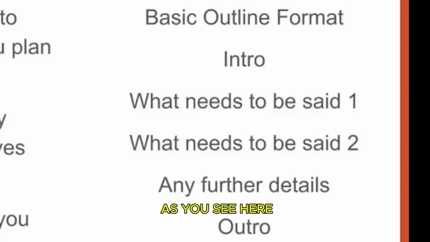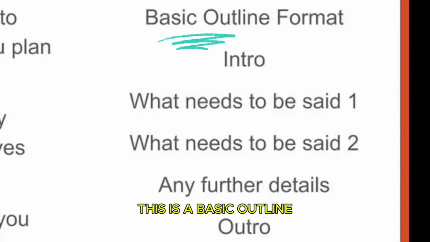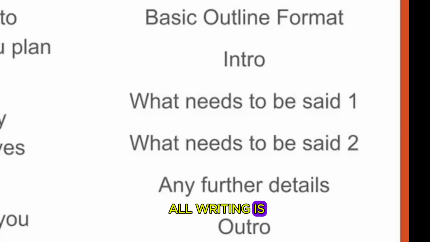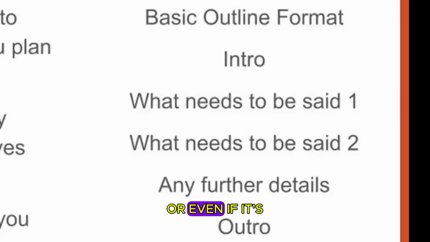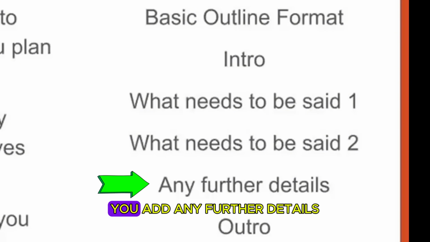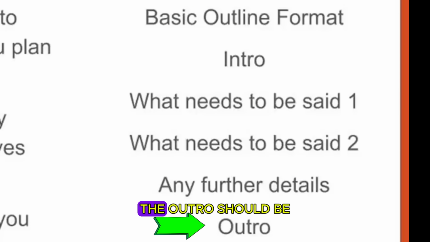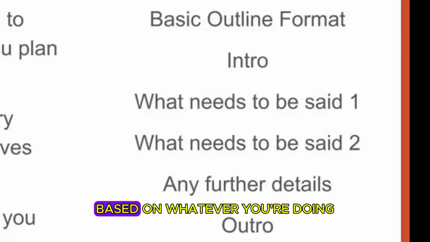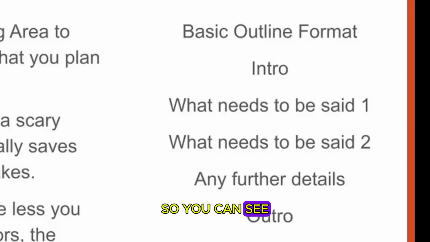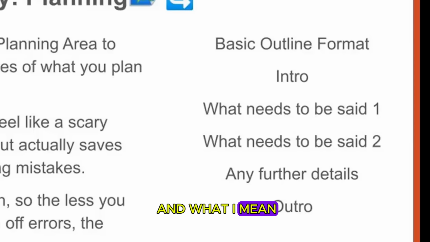It's also worth noting, as you see here, this is a basic outline. This is basically how all writing is. You just start with an introduction that says, this is what I'm going to be talking about. Then you say whatever needs to be said, factual, or even if it's a summary type of thing, whatever needs to be said goes there. You add any further details, you cut to the outro. The outro should be kind of a reflection or an echo of what you said in the intro. And that's an outline that works for almost every kind of writing every time, once you switch it up a little bit based on whatever you're doing. So I just stuck that in there so you can see what I mean by an outline, and what I mean by planning.